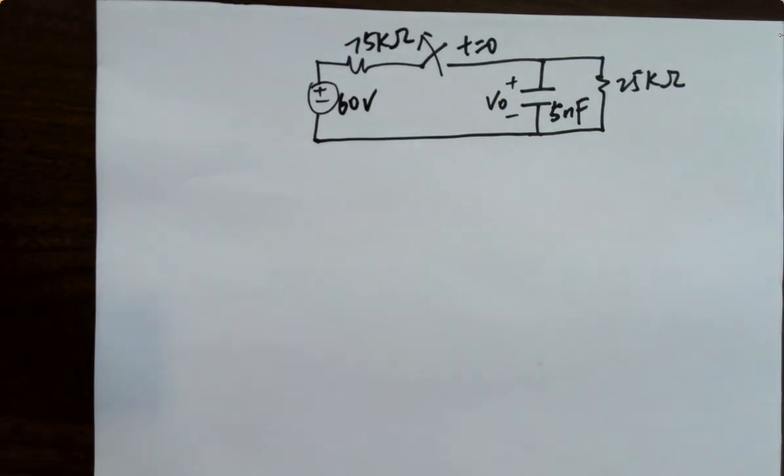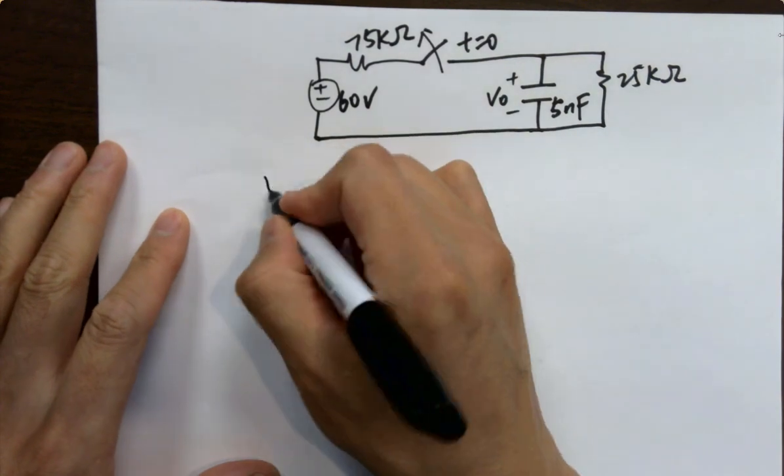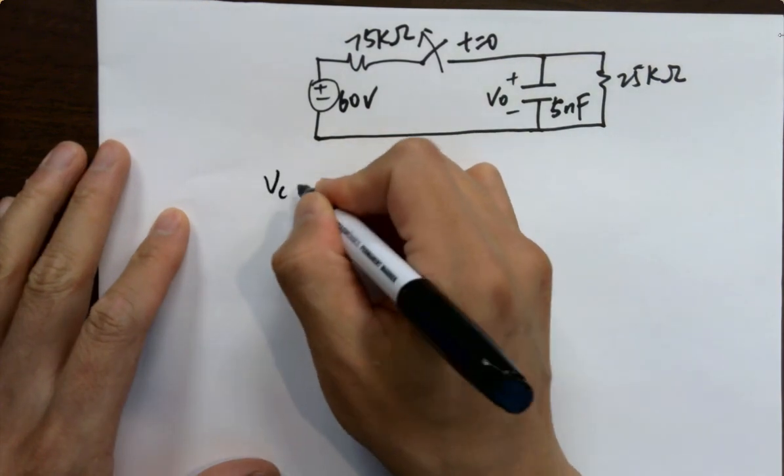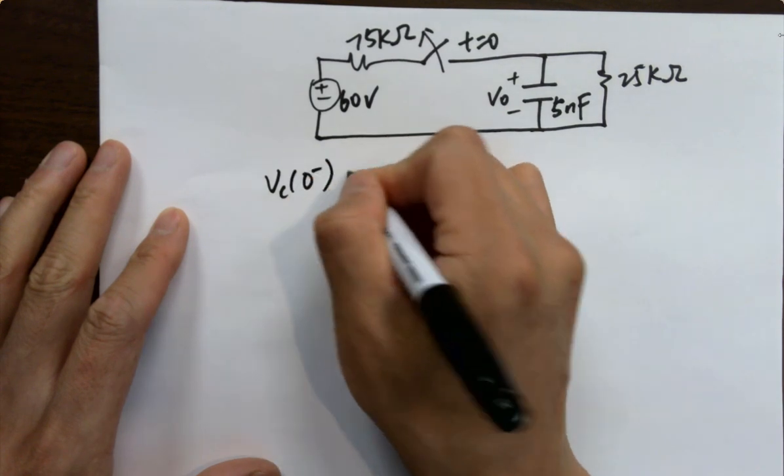Alright, so at T0, open the switch. Which means before T0, the switch is closed, right? So in that case, what is the voltage across this guy? The first question is VC, it's labeled as V0, but let's just say VC0 minus is what?